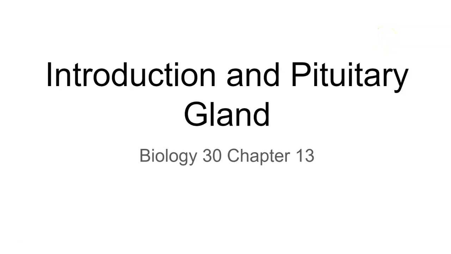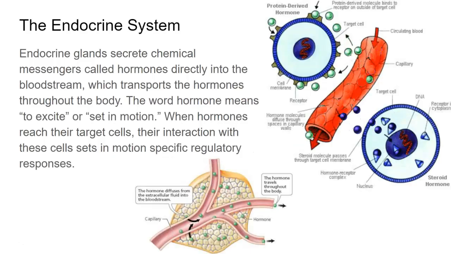Hello, in this video we're going to be talking about hormones and endocrine glands and how they work, and also talking about the very first gland, the pituitary gland, which is also known as the master gland, and which hormones it releases. So the endocrine system is basically the whole topic for this entire chapter, and it is basically a bunch of glands that release a bunch of different hormones into our body.